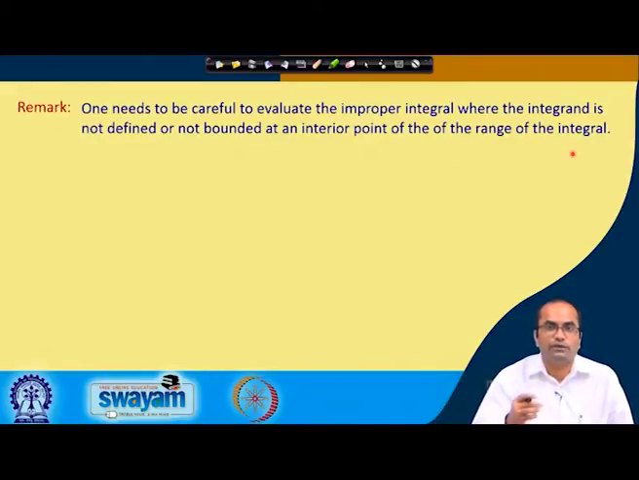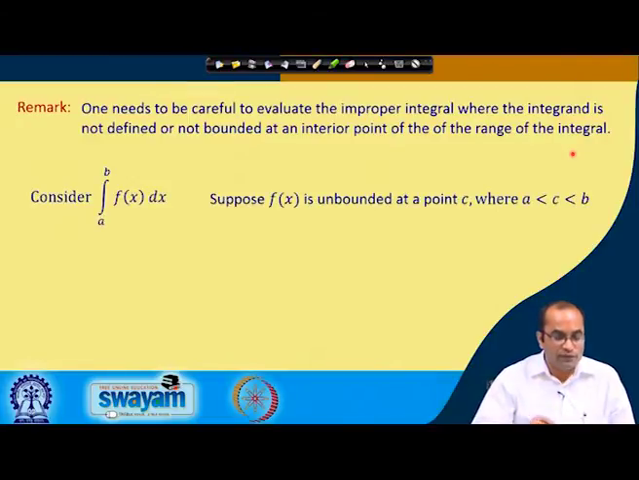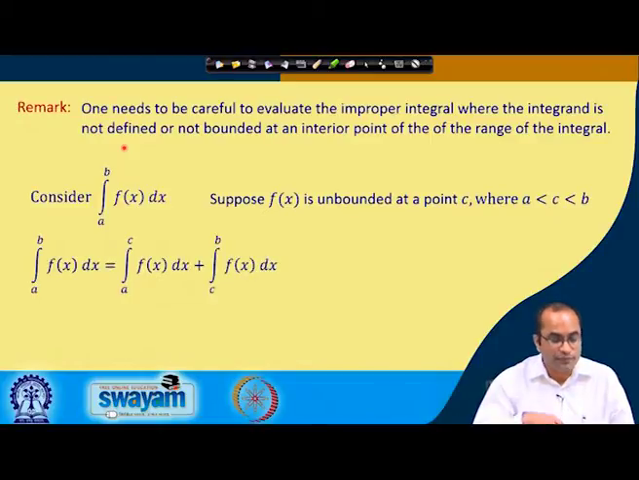So, if we have a point in the middle, not the end point, where the integrand is unbounded or not defined, we have to be very careful with the evaluation. Suppose we have this integral from a to b of f(x) dx, and further we let f(x) be unbounded at a point c, where c is a point between a and b. In this case f(x) is getting unbounded at the point c, which is in the range of this integral, and then we have to break the integral at that point.